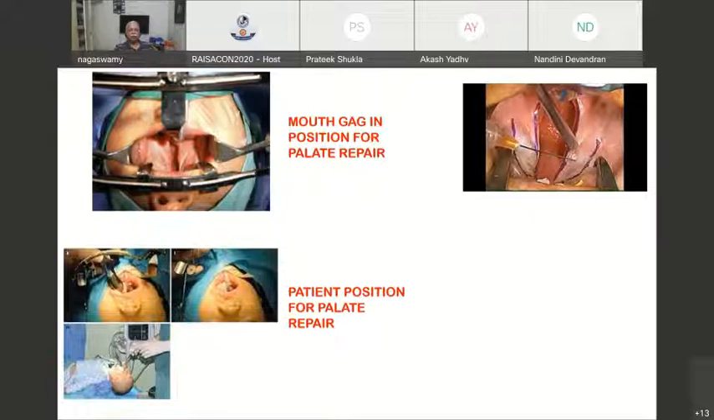What is the method of preparing the adrenaline saline for infiltration? How much saline do you have to take, and how much adrenaline do you have to add to that? Very simple. You have to prepare a 1 in 200,000 solution. So you add 1 ml of adrenaline to 200 ml of saline. That will give you what is called 1 in 200,000.